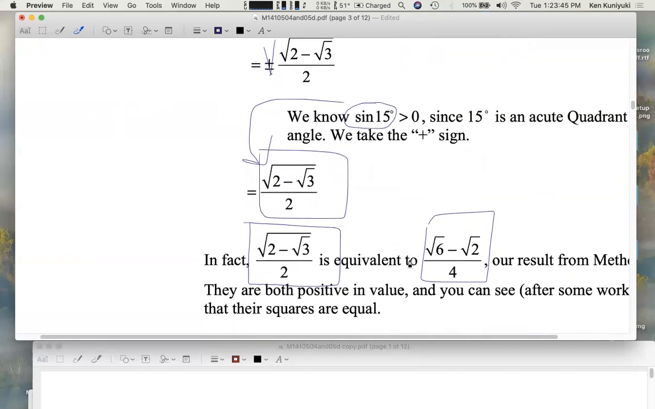All right, so we're going to do some more evaluating. We've evaluated sine of 15 degrees here, and simplifying in later videos.